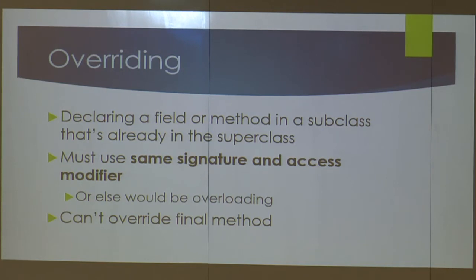And so you have to have the same signature and access modifier on whatever new thing you're adding, or else it would be overloading. With overloading, we said we change the signature in some way since we change the parameters, but in this case, we just want to declare something again. So we want to have the same signature, because if we change up the signature, then it'd be overloading, which is a different concept. And if a method is final, and we discussed how the final keyword means that something can't be changed, we can't override it. We can't declare a new version of a method if it was said that it couldn't be changed, because that would defeat the purpose of using that final keyword.